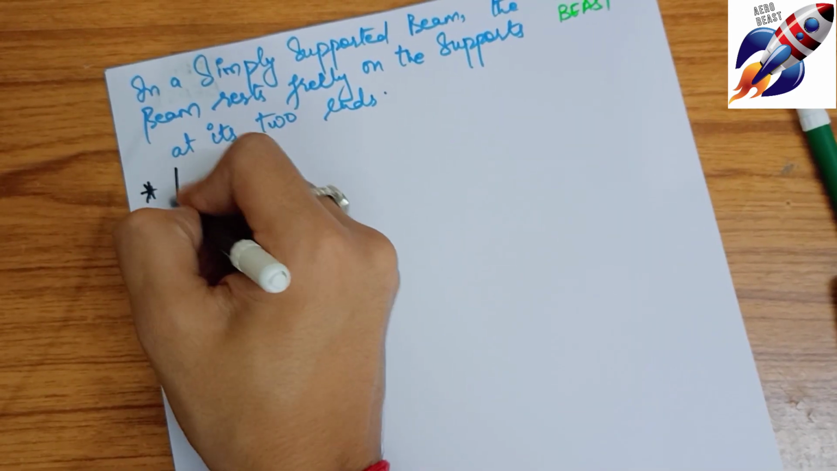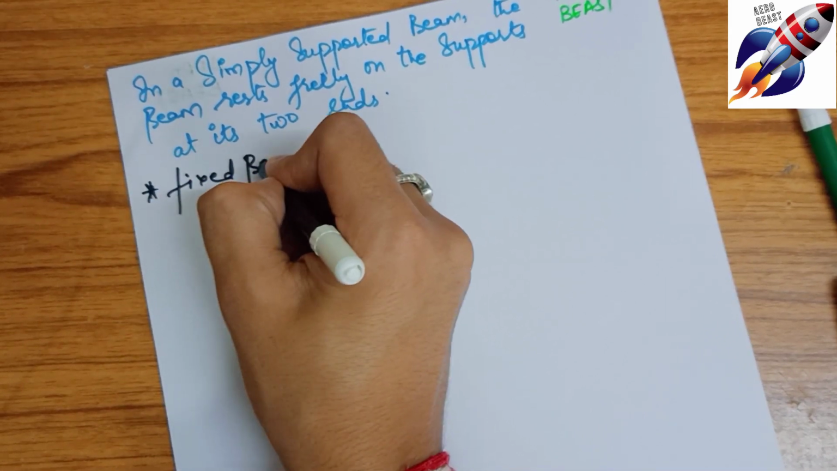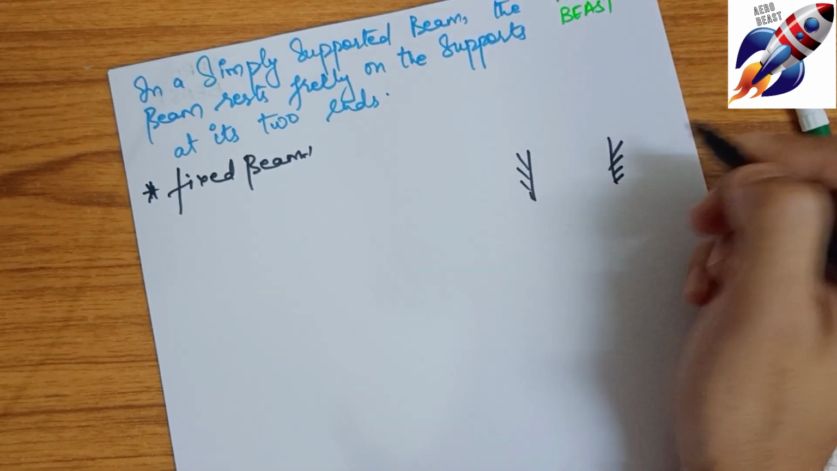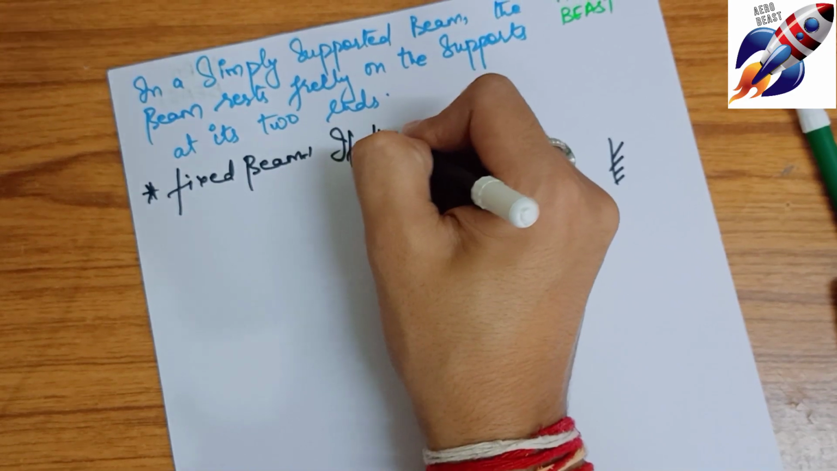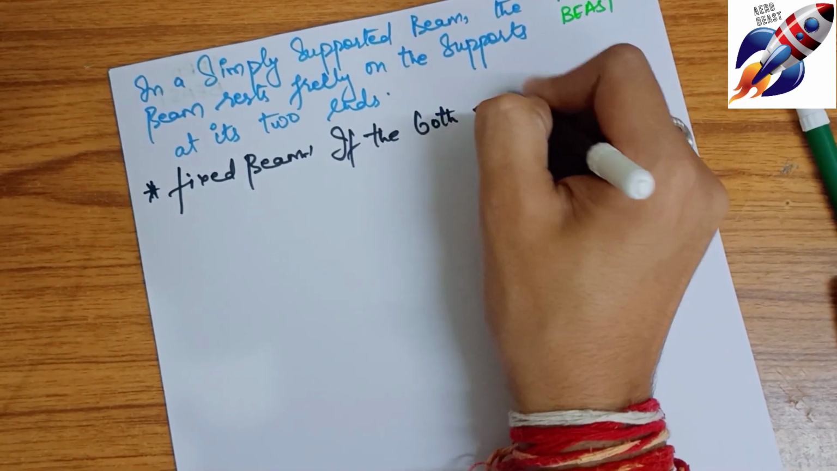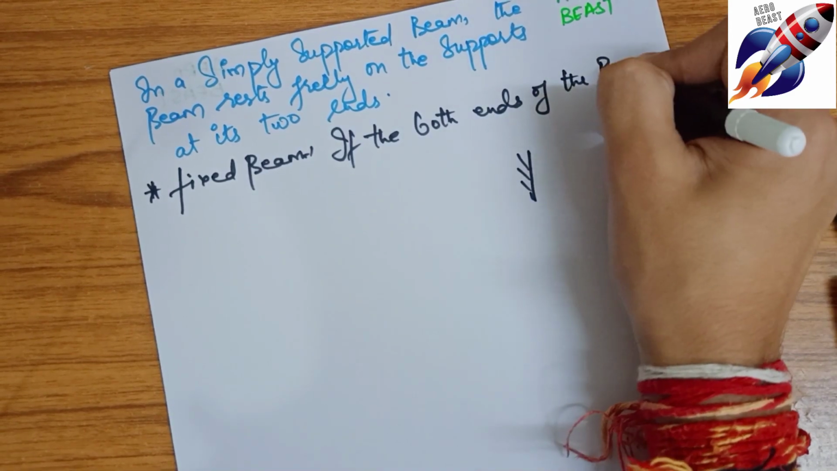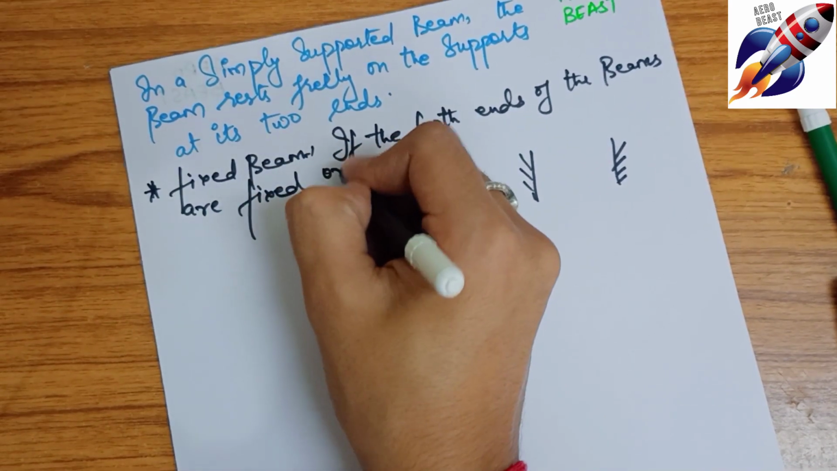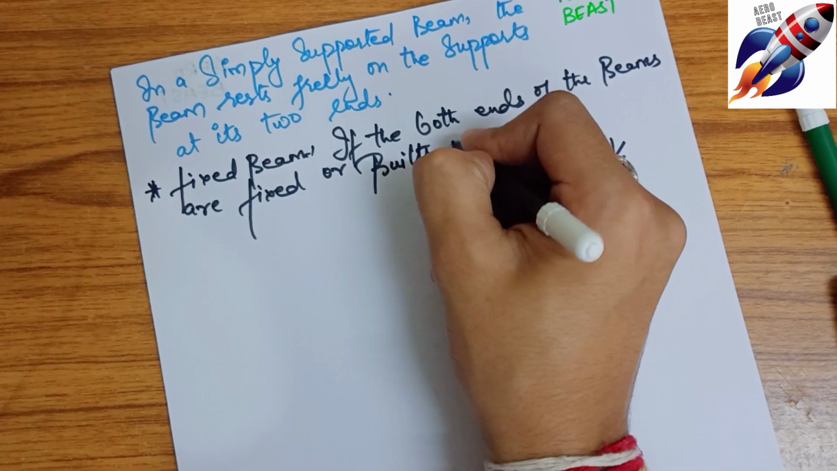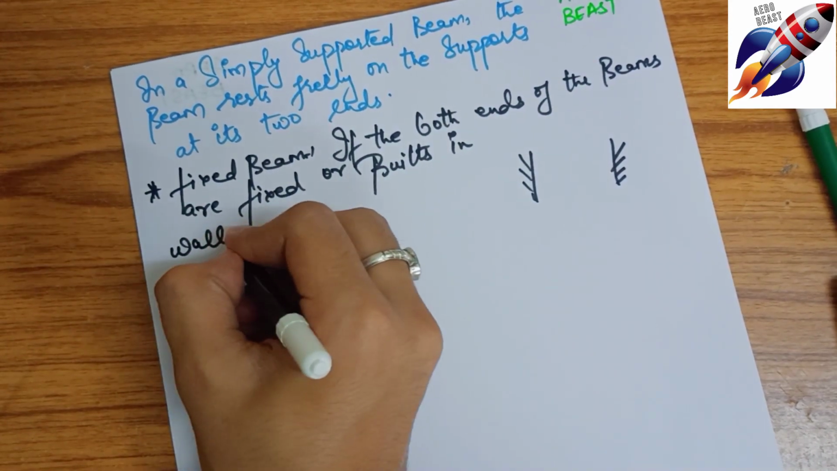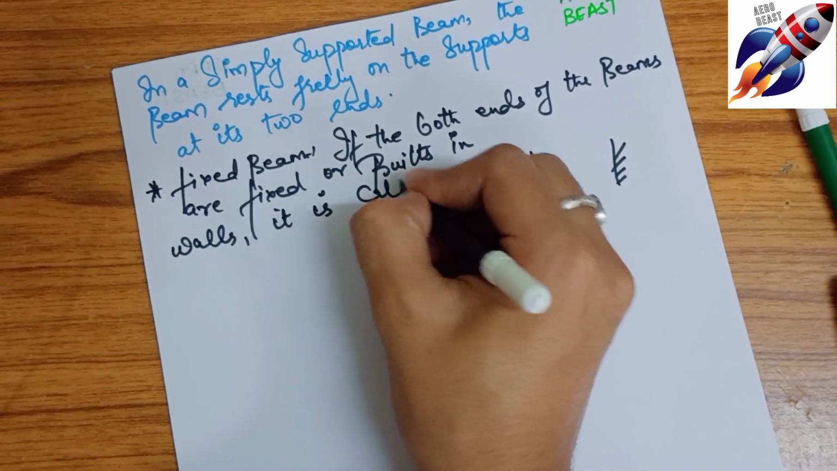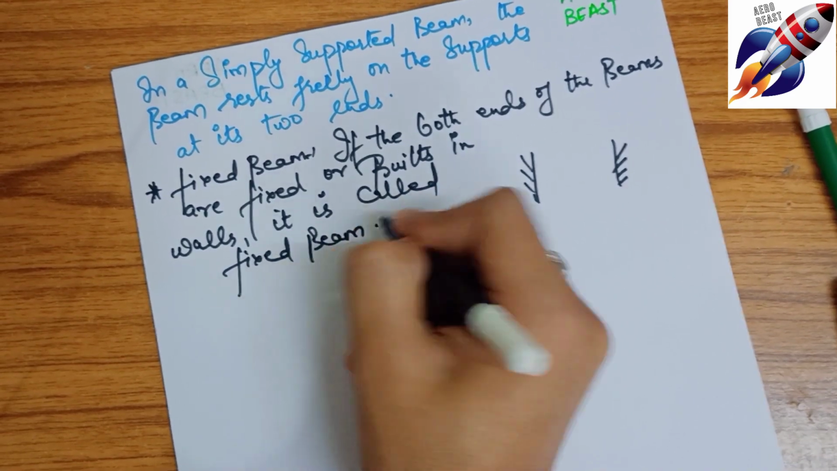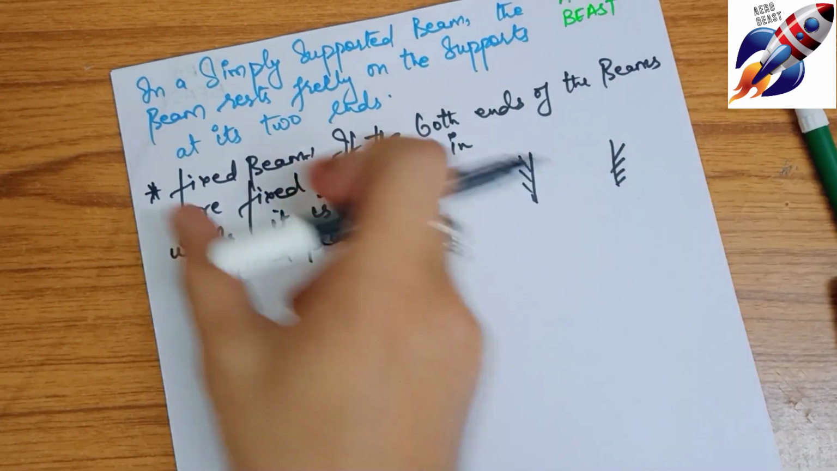So third one is fixed beam. If both ends of the beam are fixed or built in walls, then it is called fixed beam. Means two ends are fixed for fixed beam.